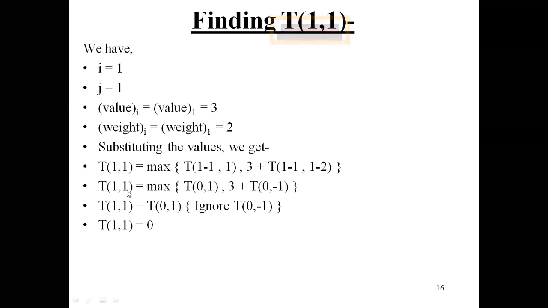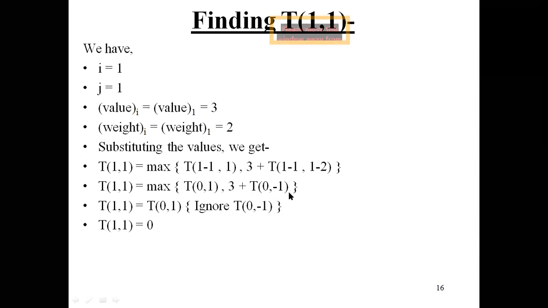Now t of 1 comma 1 is equal to maximum of t of 1 minus 1 is 0 and 1 we have written. So 3 plus, this is the entire term, 3 plus t of 0 minus 1. Now the maximum of t of 0 comma 1 and 3 plus t of 0 comma minus 1 is t of 0 comma 1. T of 0 1 means 0th row first column, since we are ignoring the 3 plus t of 0 comma minus 1.